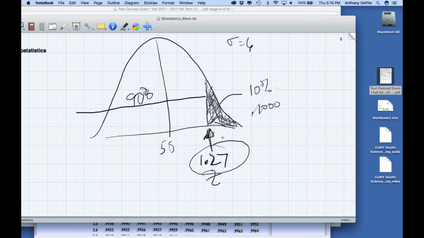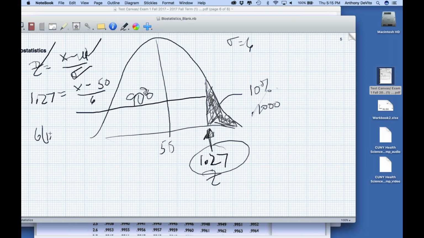Okay, now I know the z-score. How am I going to find out what the height is, though? Remember that formula we used before? z is equal to x minus mu over sigma. I know z, I know mu, I know sigma. The only thing I don't know is x. So I'm going to use it to solve for that. 1.27 is equal to x minus 50 over 6, right? So multiply both sides by 6: 6 times 1.27, and the minus 50 goes to the other side, becomes a plus 50.